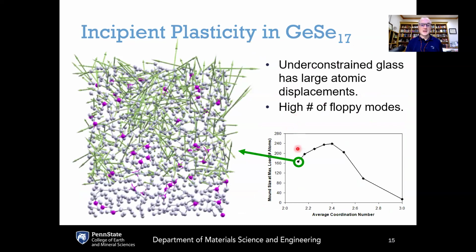If you go to the opposite side here, so this is a GeSe17 system, this is where you've got way too much selenium, so this is an under-constrained glass as opposed to an over-constrained glass. Because it's under-constrained, the atoms don't have enough rigid bond constraints, so they can move around very easily. And what you see by these very long green arrows here is that the atoms are able to move a lot more in this under-constrained system. But there's a lot of disorder to this movement because many of the atoms are allowed to move largely independently of other parts of the glass network. And so you get a lot of this kind of random motion.